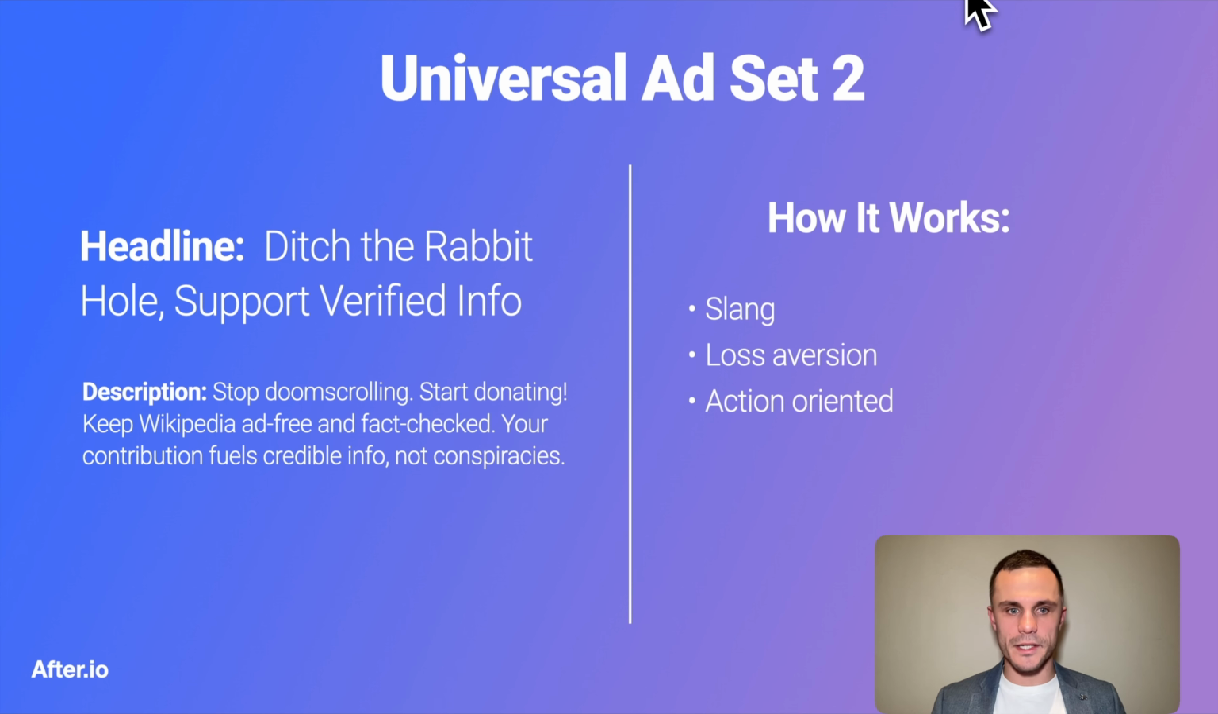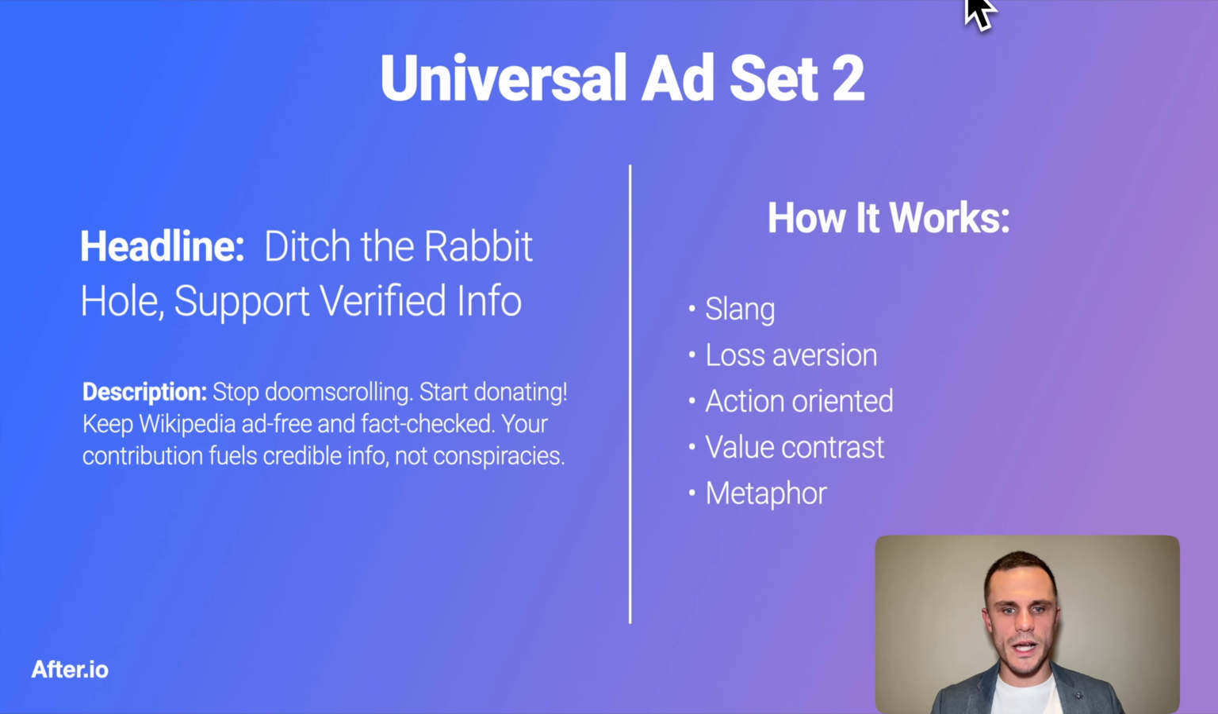It's action-oriented, like action verbs, teach the rabbit hole, support verified info. So it urges a person to make an action. It also showcases value context. Like stop doom scrolling, start donating, meaning like stop doing actions that don't do you or anyone any good, but instead you can do something valuable to yourself and to society. And also we can see some contrast in terms of like credible info or conspiracies. So contrasts always work well in terms of catching our attention.